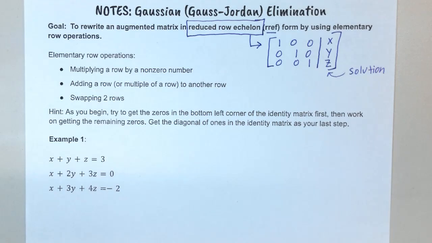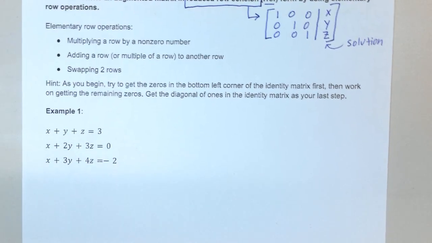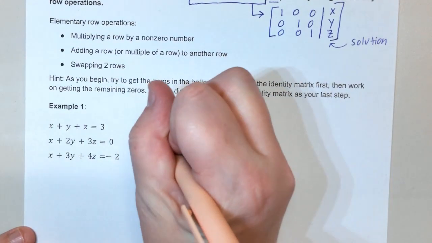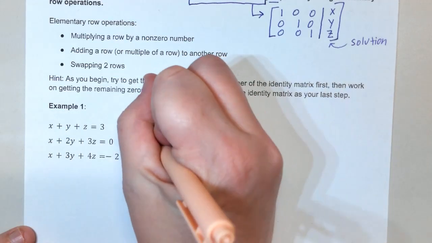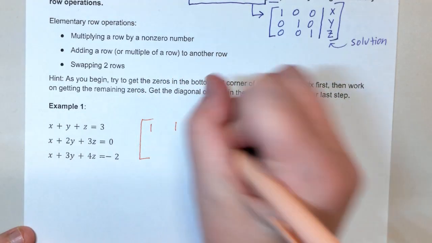So the easiest way to learn this is just to hop right in. So first thing we need to do is set up an augmented matrix for that system of equations. Is it in standard form? Yes. So we can just directly transfer all of our coefficients into a matrix.